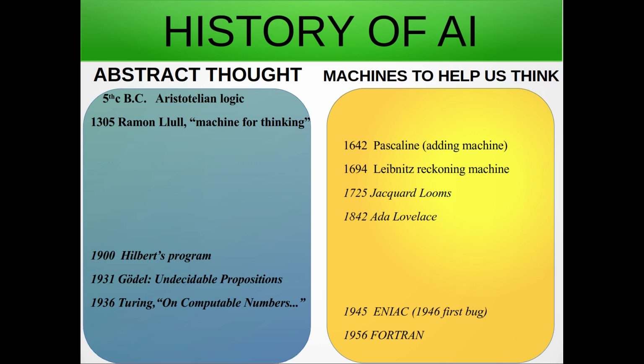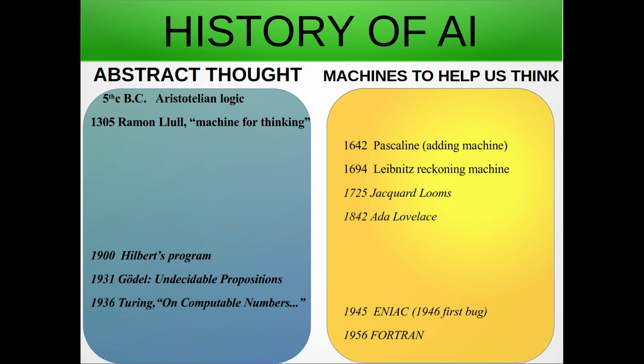For example, in 1945, the ENIAC computer is one of the first computers to appear, by the way. 1945, the first computer. 1946, the first bug, which did not appear in the ENIAC but on the Mark I.